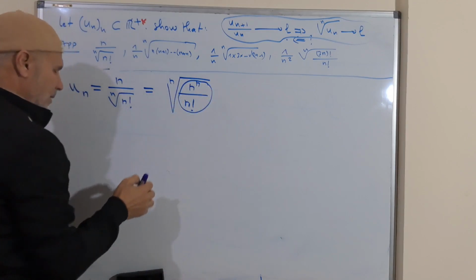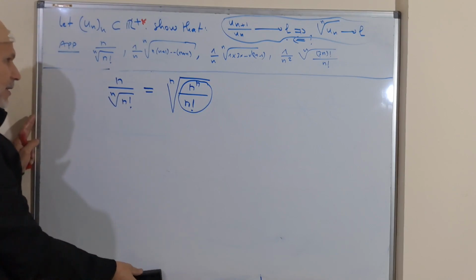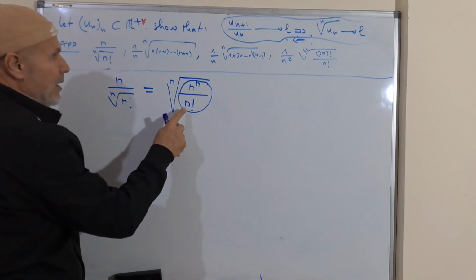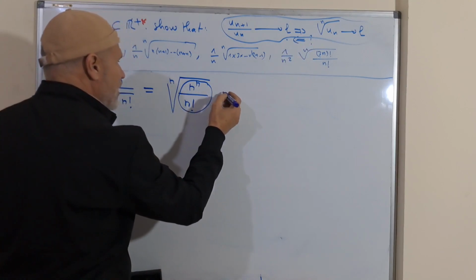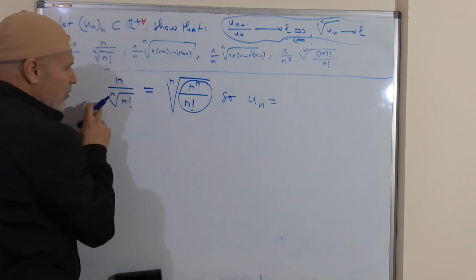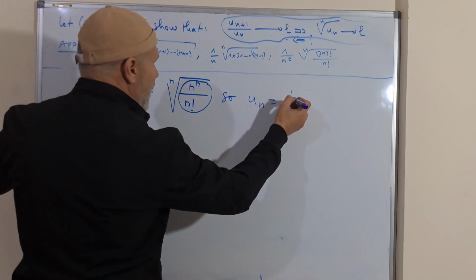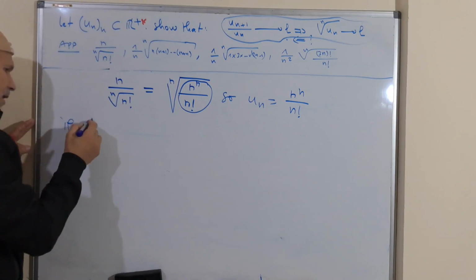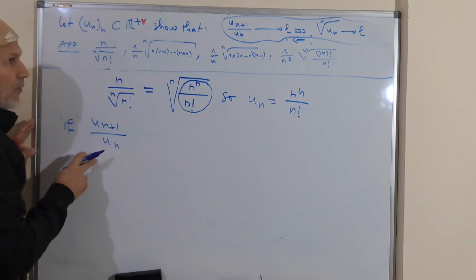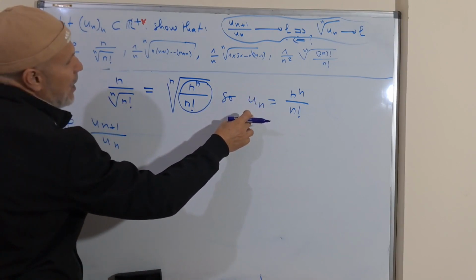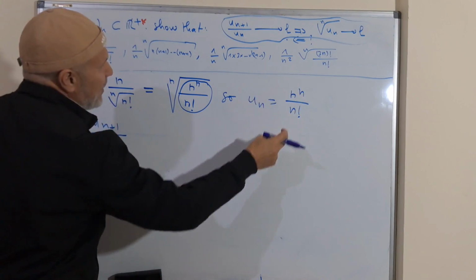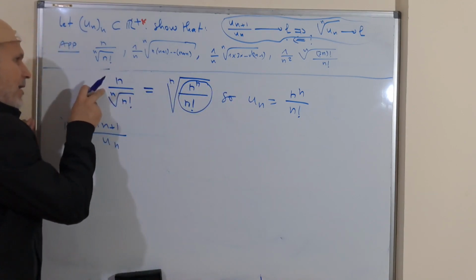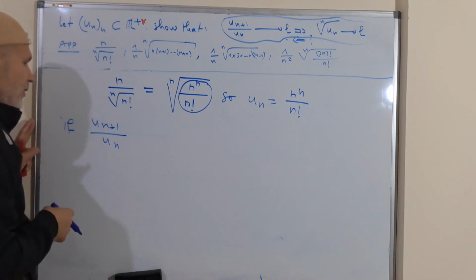So we try to find this limit. To be able to find it, un is n power n divided by n factorial. If un plus 1 divided by un converges to L, then the nth root of un, which is exactly what we need, converges to the same limit.